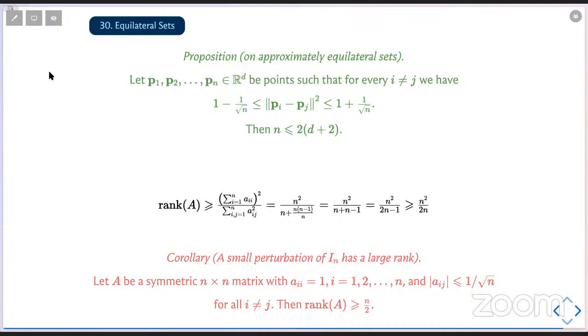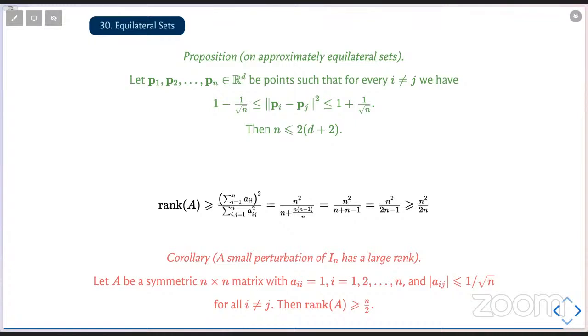So does the corollary make sense? We have a lower bound on the rank of the identity matrix with the off-diagonal entries being within plus or minus 1 over root n in magnitude. Give me a +1 if the statement of the corollary is fine, and then we will try to see how we can plug this in to get a proof of the proposition on the screen.